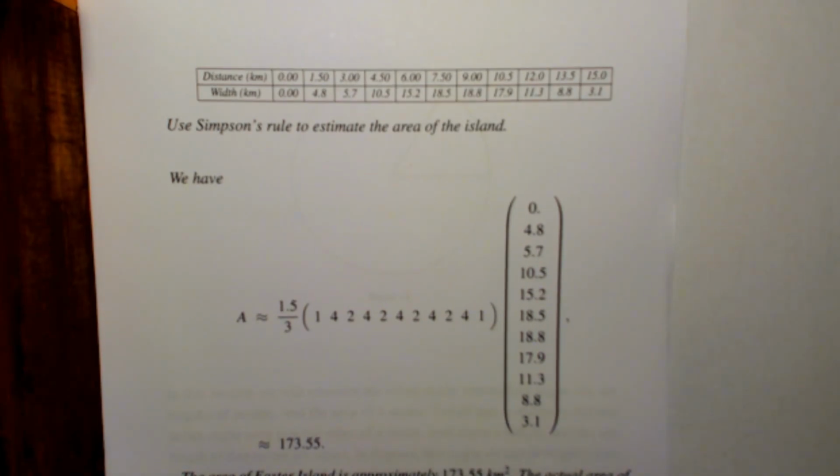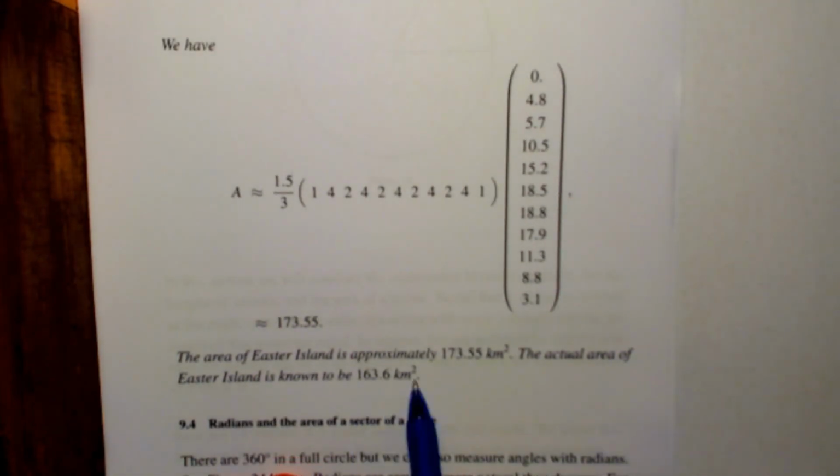So we multiply this by this data matrix, and we get 173.55 square kilometers as the approximated area of Easter Island. But it's known to be 163.6 square kilometers, so not too bad. So not too far off.